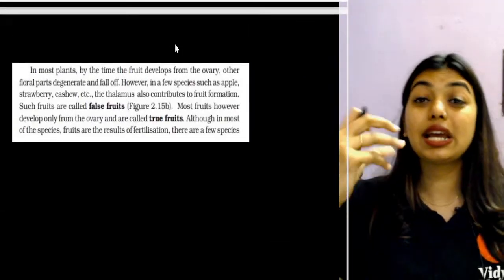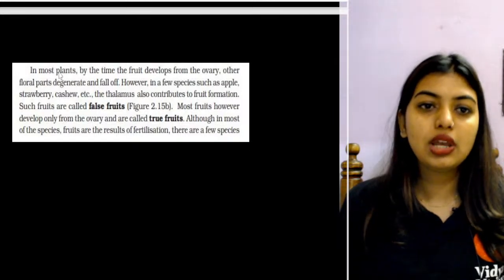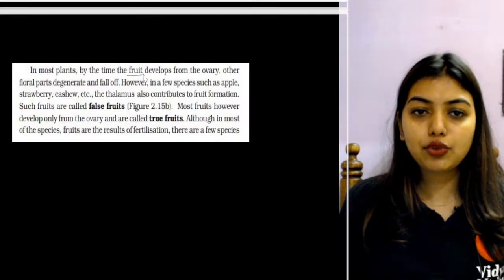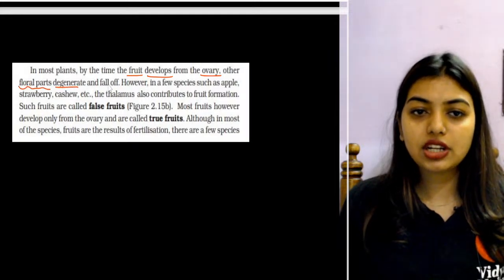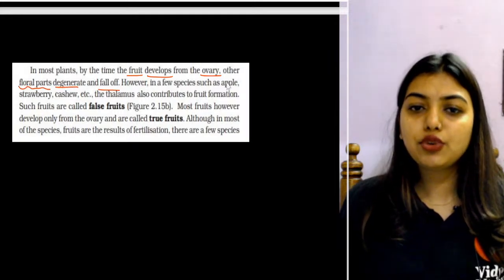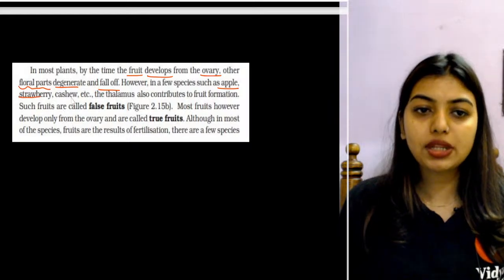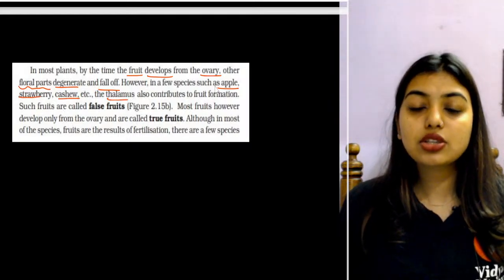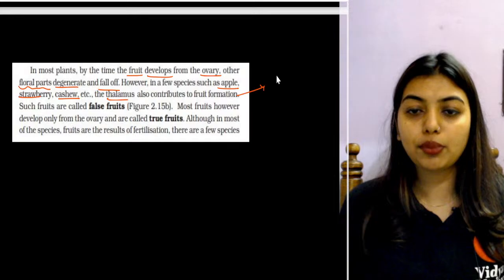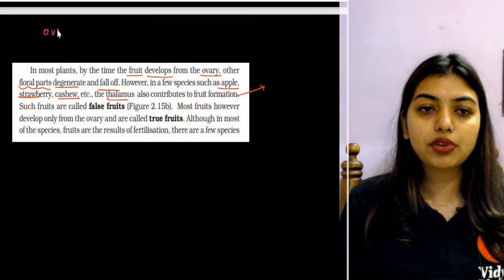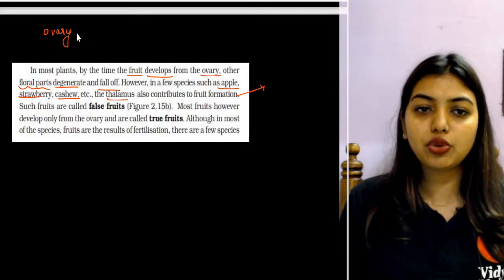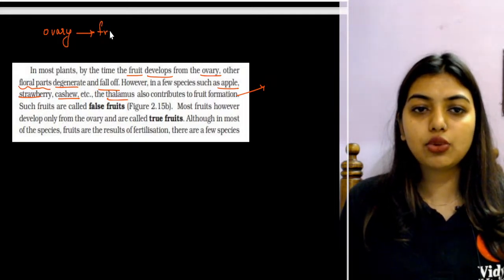Now, types of fruits. In most plants, by the time the fruits develop from the ovary, other floral parts degenerate and fall off. However, in a few species such as apple, strawberry, and cashew, the thalamus also contributes to the fruit formation. See students, it is a very simple definition. If the fruit is formed from the ovary, what is the fate of the ovary? The fate of the ovary is to become the fruit.